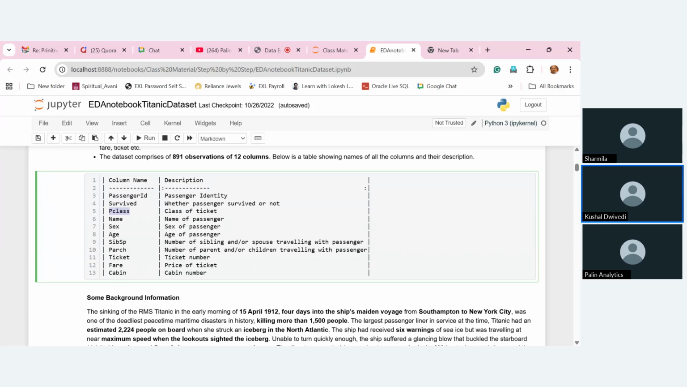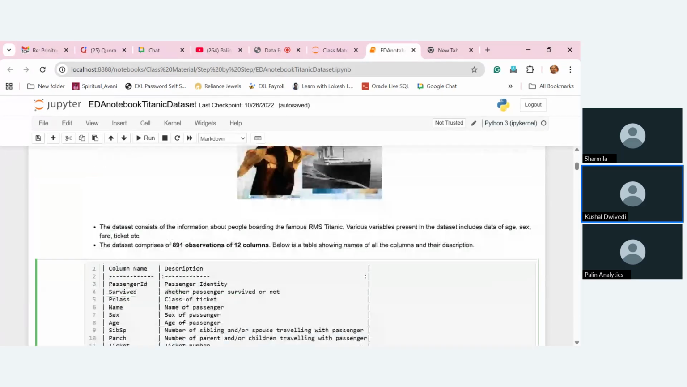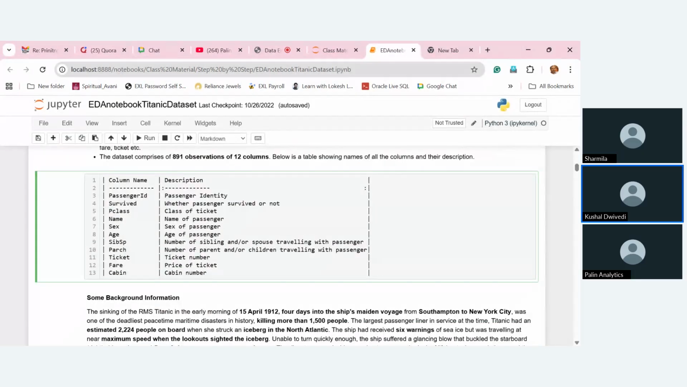Then passenger class, class of the ticket, name of the passenger, sex of the passenger, age of the passenger. Then siblings or spouse, meaning whether siblings or a spouse were traveling together. Then parent-children information, how many parents and children were traveling together, the ticket number, the fare, and the cabin information. Apart from that, there is one more thing: the embarked information.